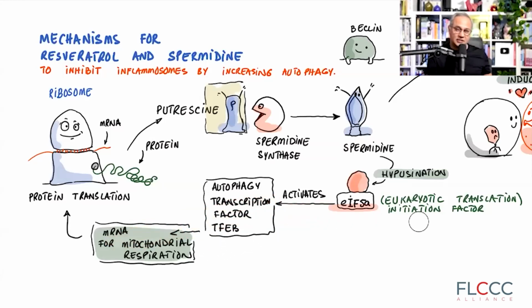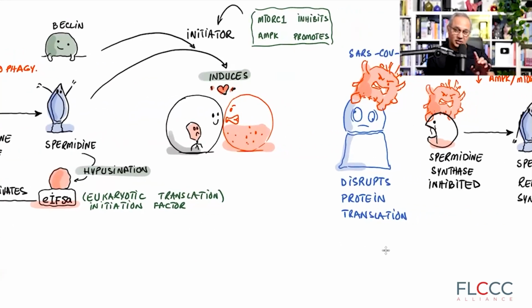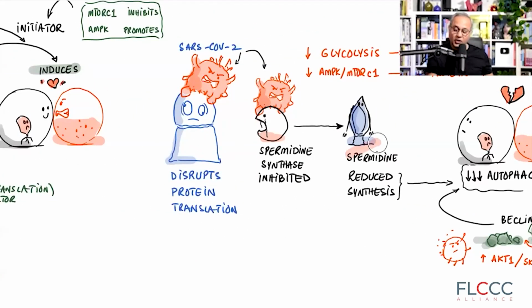Now, here is the interesting thing. Check this out. SARS-CoV-2 will disrupt spermidine production. How will it disrupt that? By two mechanisms. Mechanism one, it disrupts our ribosomes. How does it disrupt ribosomes? One, it actually takes them over to make more SARS-CoV-2.